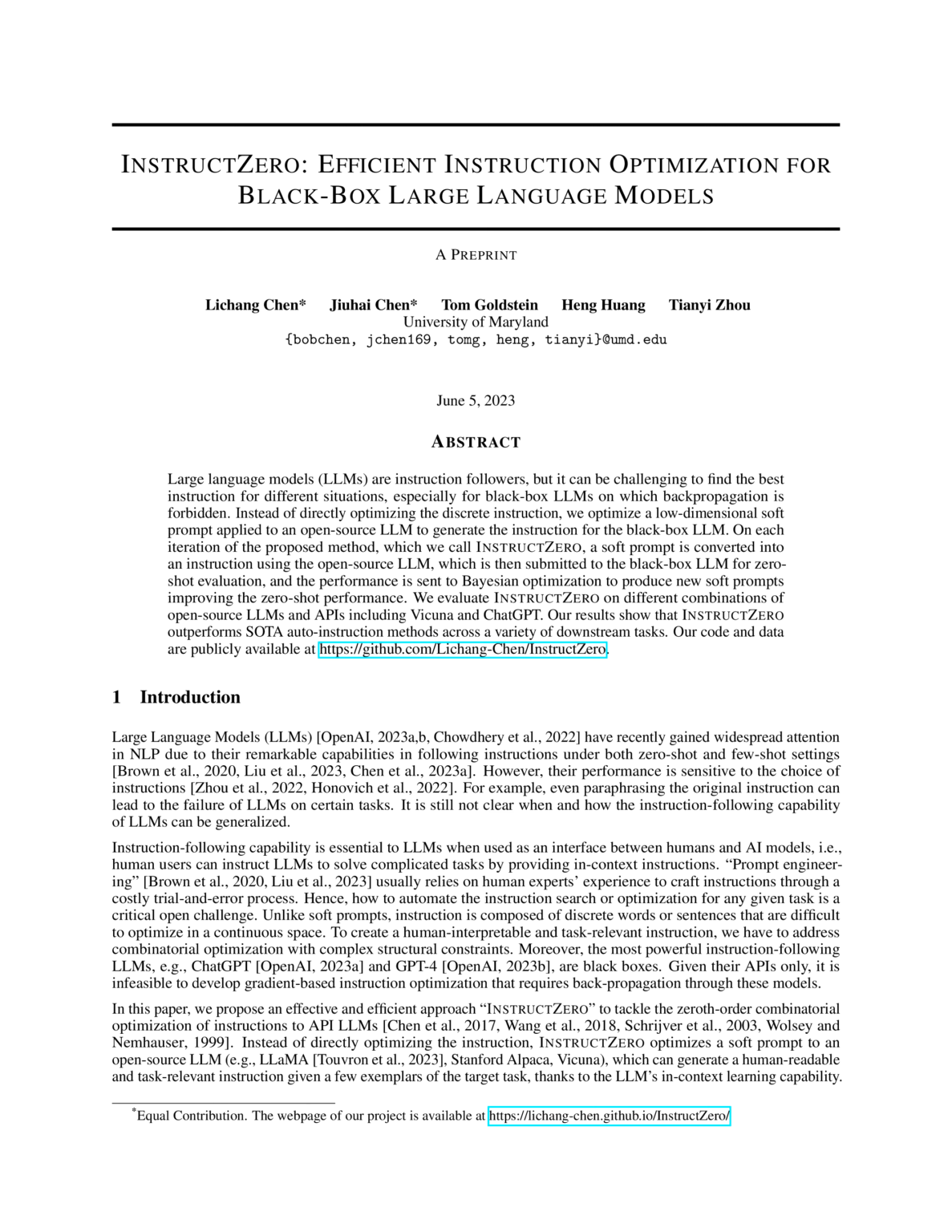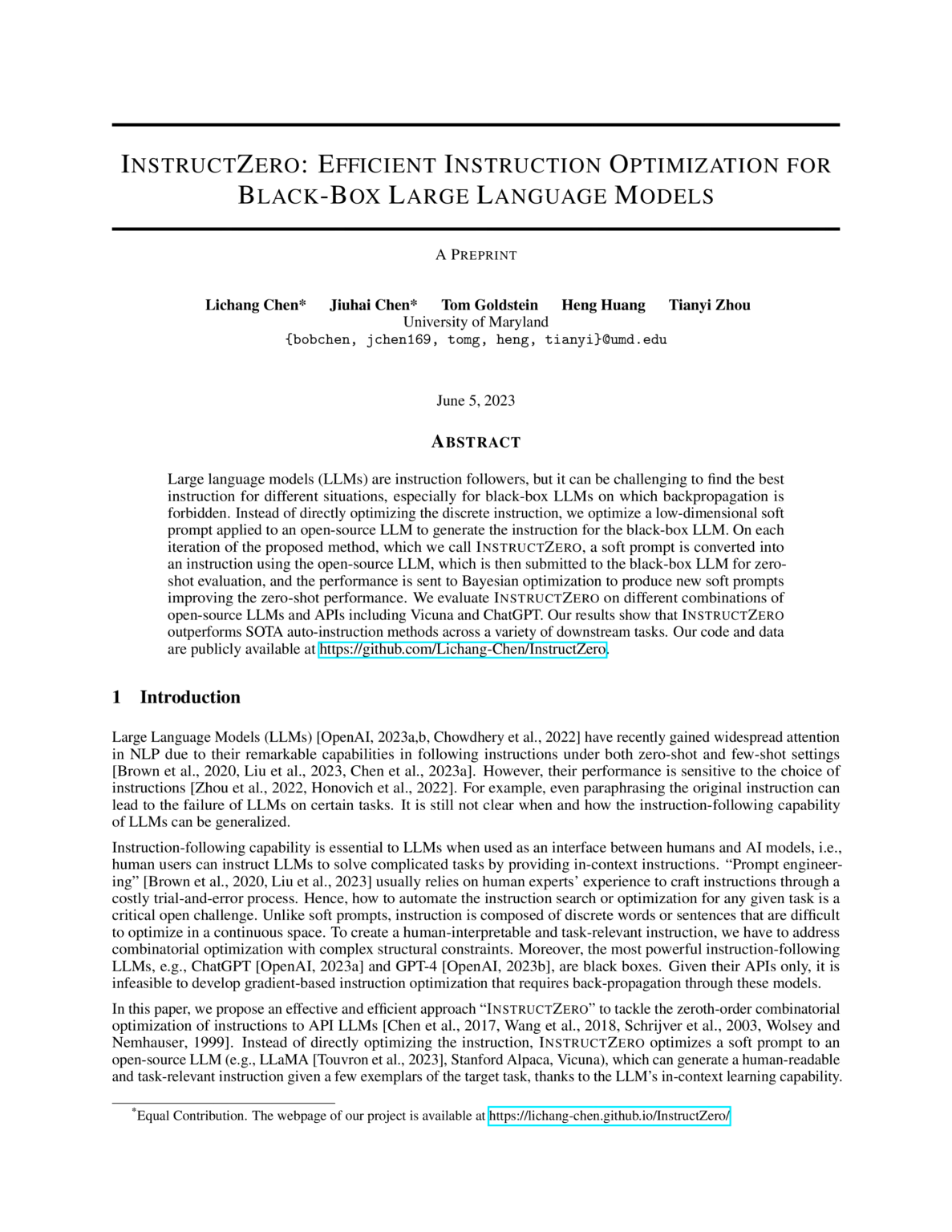Section Summary. The section discusses the optimization of an instruction v applied to a black box LLM f(·), to maximize the output performance h(f(v, x), y) for an example (x, y) drawn from the data distribution D_T of task T. However, this optimization is challenging due to the high-dimensional, discrete, and highly structured optimization space V and the black box nature of the LLM f(·). InstructZero addresses this challenge by optimizing a soft prompt p applied to an open-source LLM g(·), to generate a human-readable and task-relevant instruction v, which is then applied to the black box LLM f(·) to produce zero-shot prediction f(v, x).